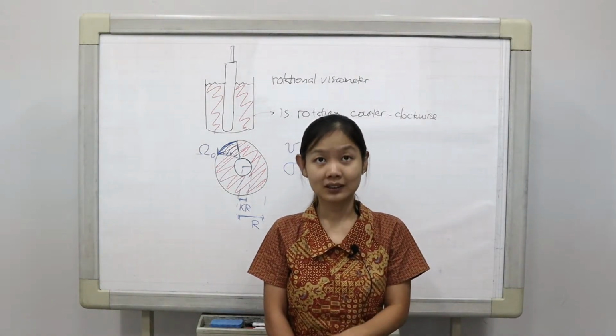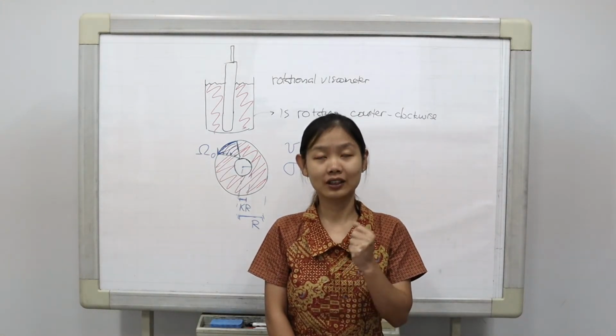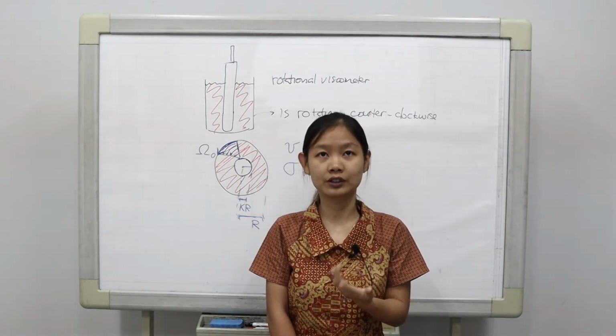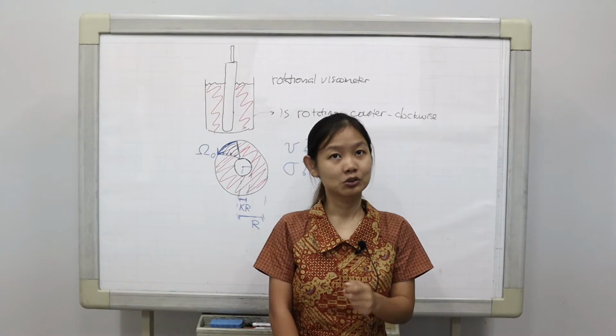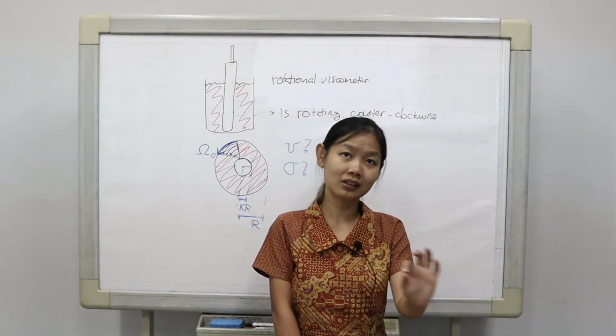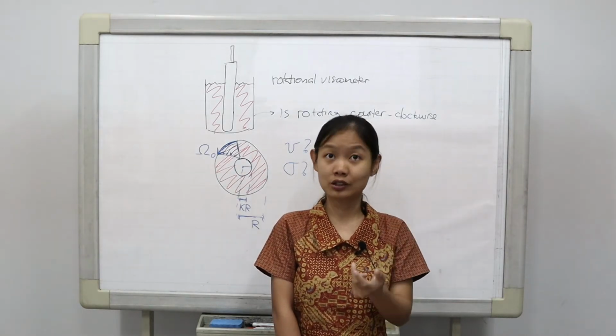Okay. Next, we have the equation on the right, minus 1 over r, dou p over dou theta. In the theta direction, at similar r and at similar z, we don't have a pressure gradient.